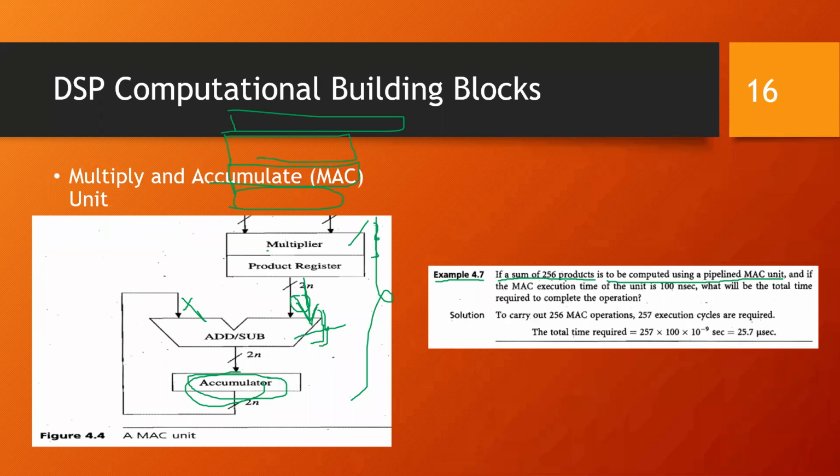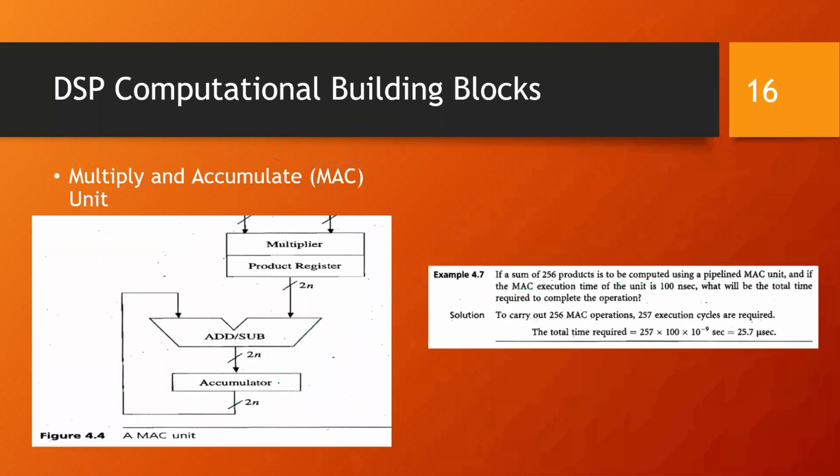So we have to obtain a sum of 256 products, computed using the pipelined MAC unit. If the MAC execution time of the unit is 100 nanoseconds, what will be the total time required to complete the operation? What does 100 nanoseconds specify? It is the MAC execution time, from the multiplier till the accumulator, one operation takes around 100 nanoseconds.